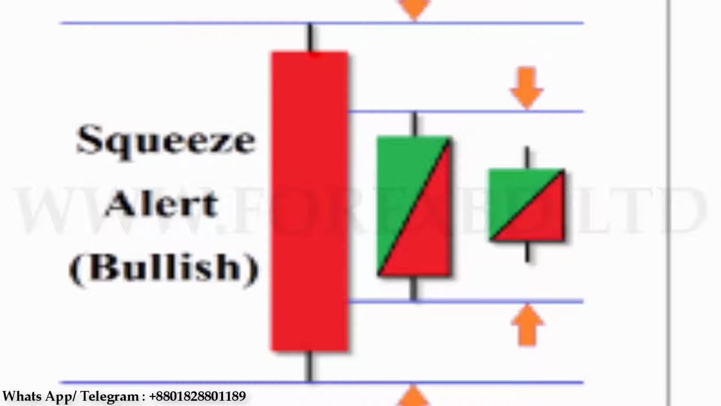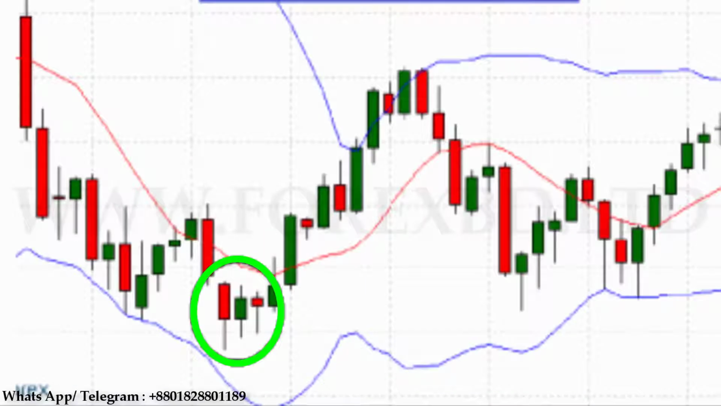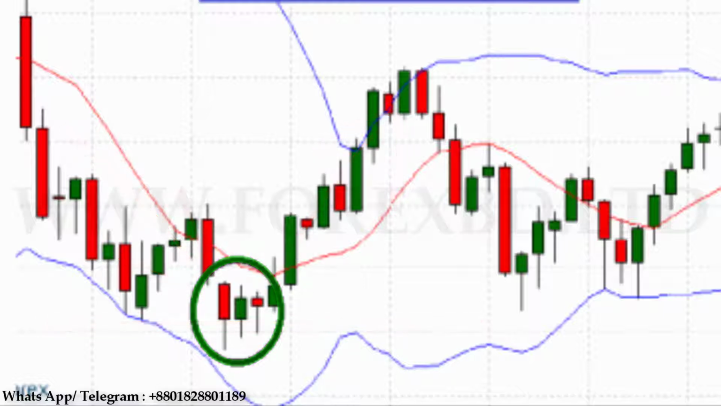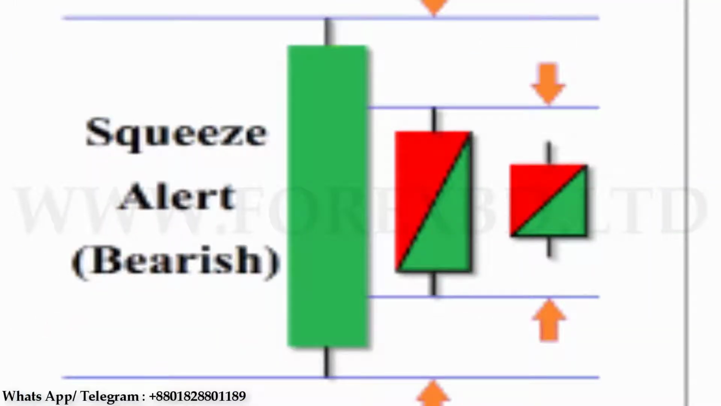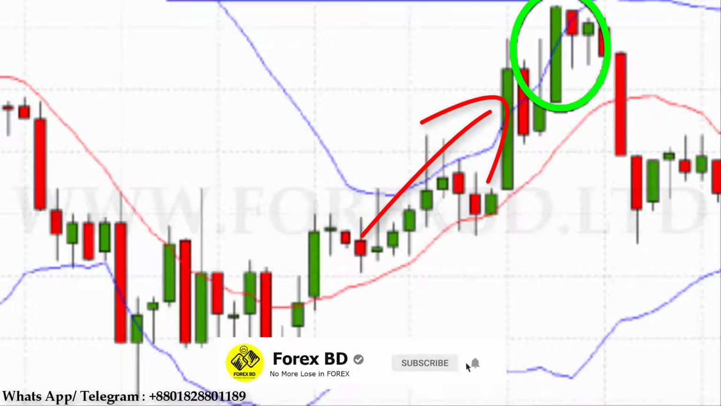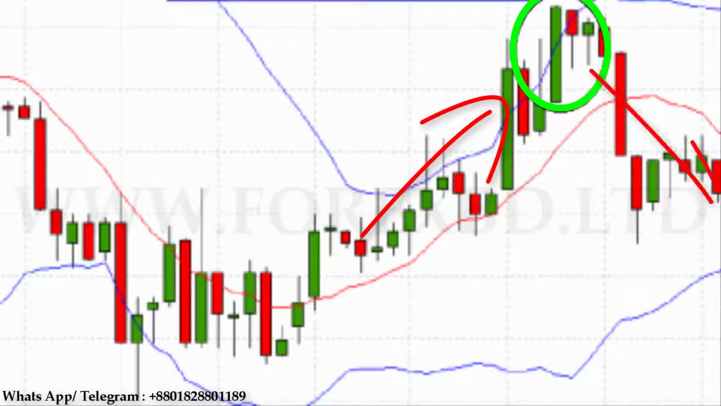Squeezy alert bullish. In a downtrend market, after a strong bearish candle, if two candles are made and those are smaller than the previous candle and remain within the previous candle, then this combination is called squeezy alert bullish. This pattern provides an uptrend reversal signal. Squeezy alert bearish. If after a strong bullish candle in an uptrend market, two candles are made which are smaller than the previous one and are within its range, then this combination is called squeezy alert bearish. This pattern provides a downtrend reversal signal.